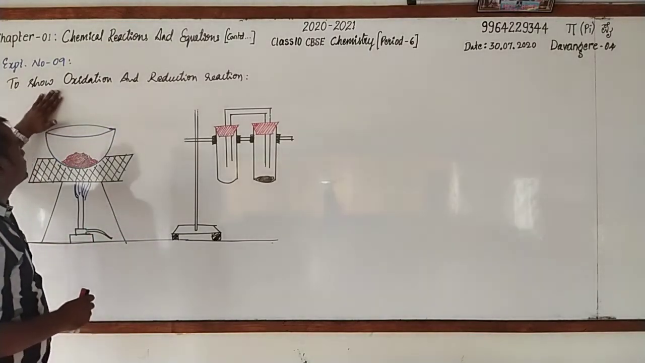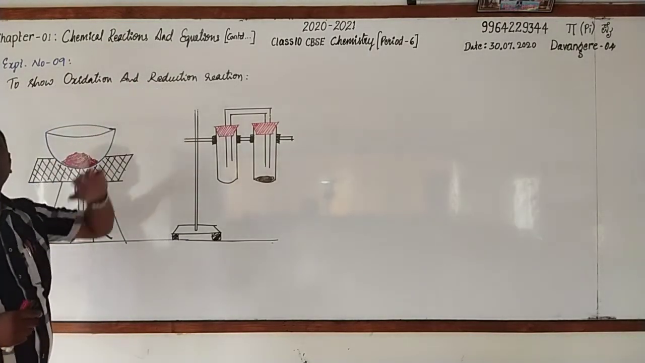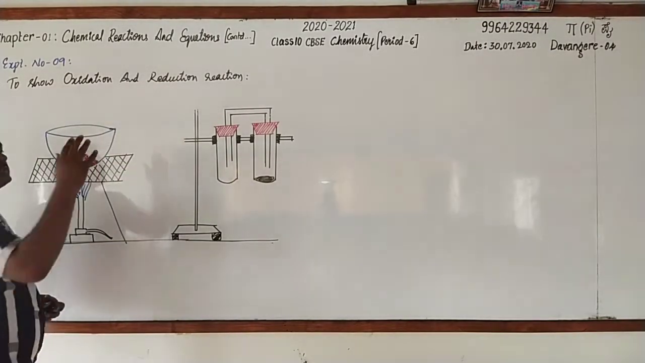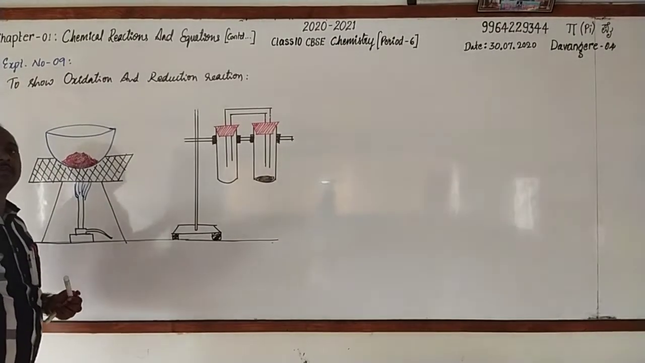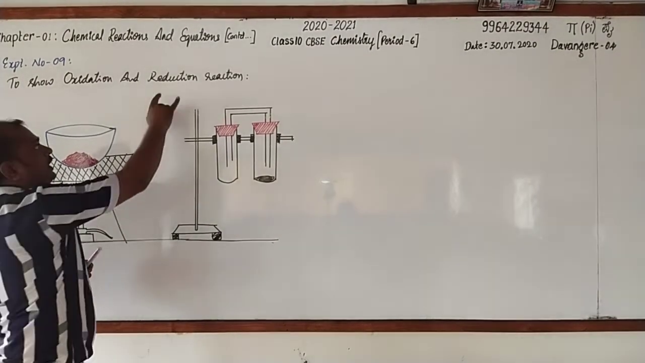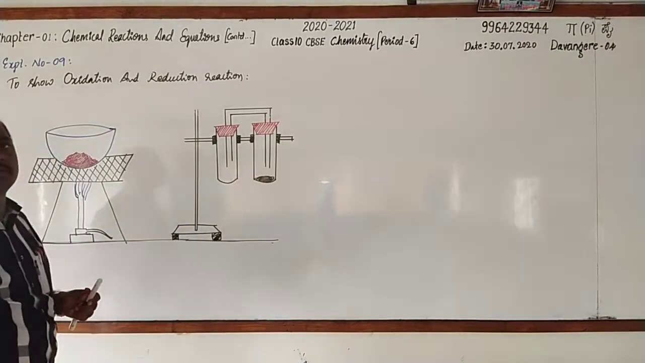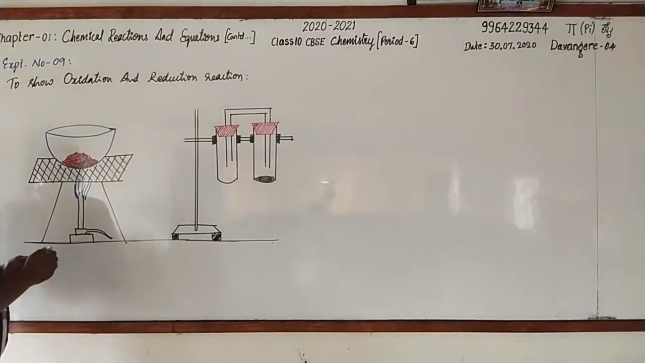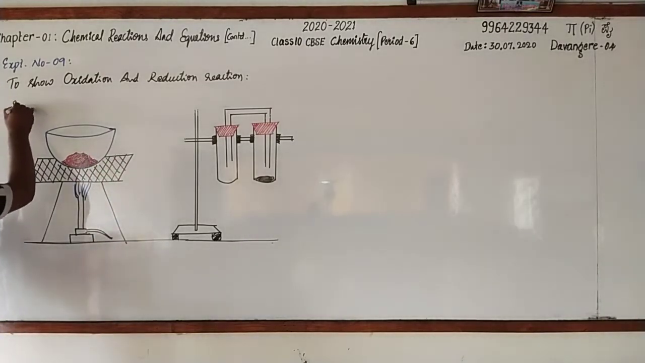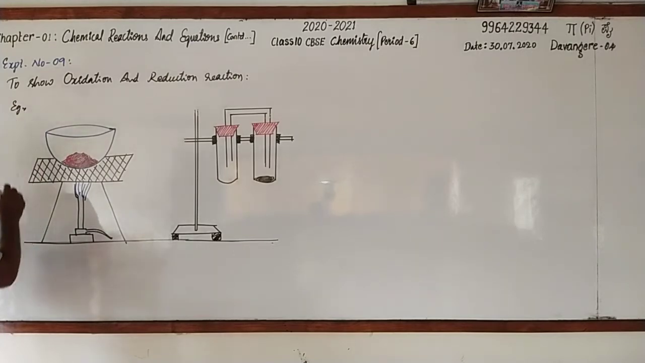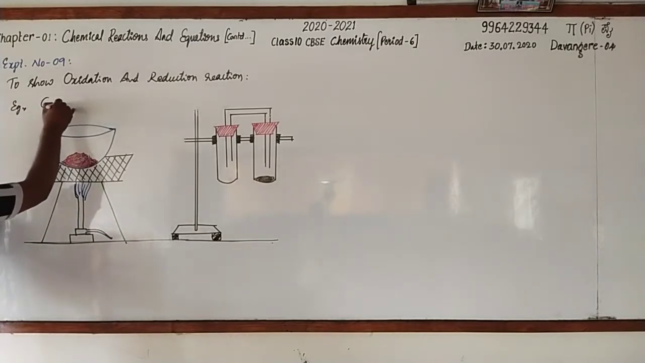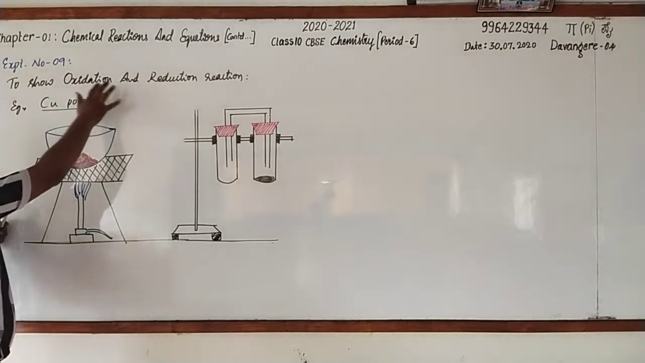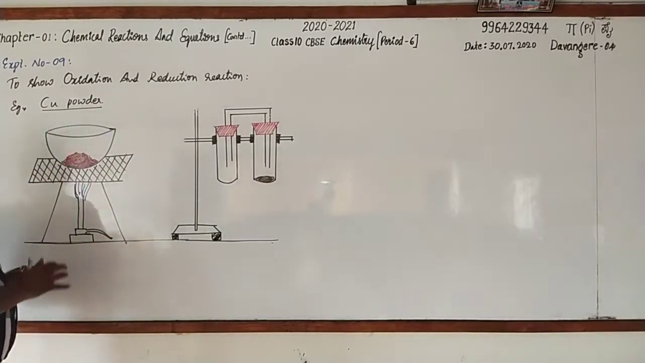We are going to explain the experiment with respect to this by taking suitable examples. Just once you go for recalling this: oxidation means addition of oxygen or removal of hydrogen, and reduction means addition of hydrogen to a substance or removal of oxygen from a substance in a chemical reaction. Here we are going to take the suitable example, that is copper powder. Let us come to know how we can study this oxidation and reduction using this copper powder.